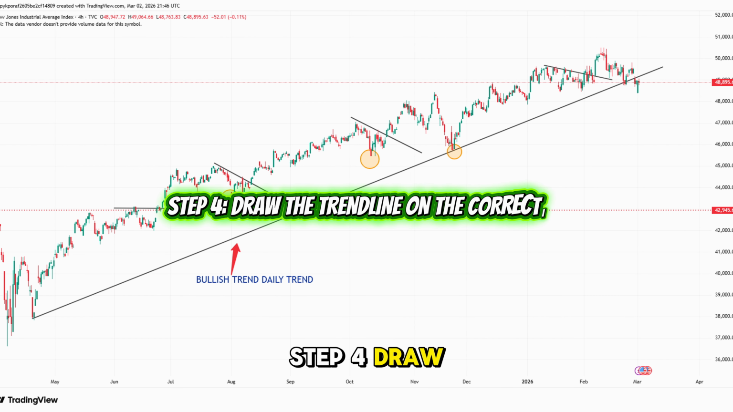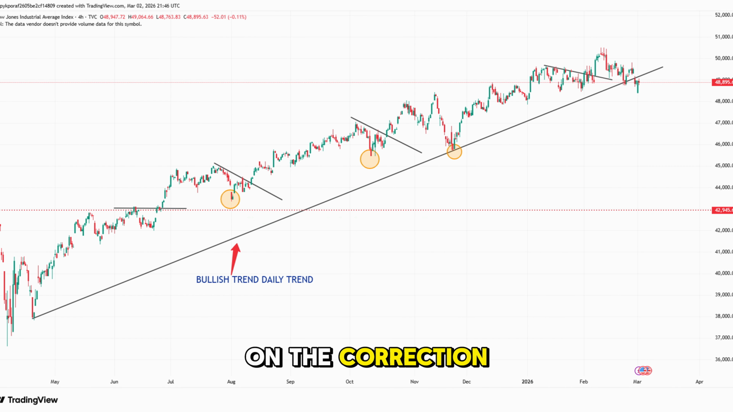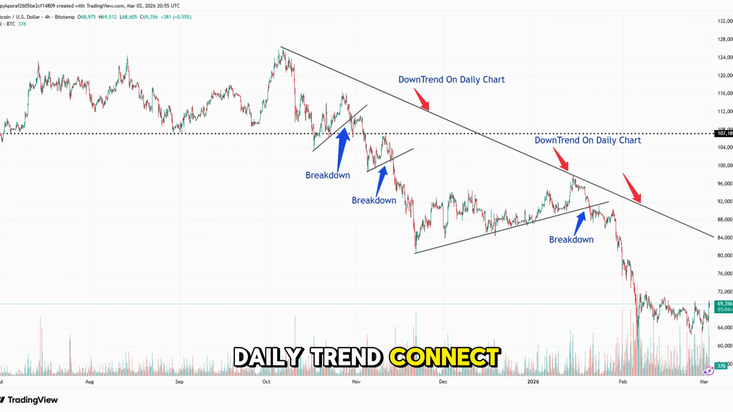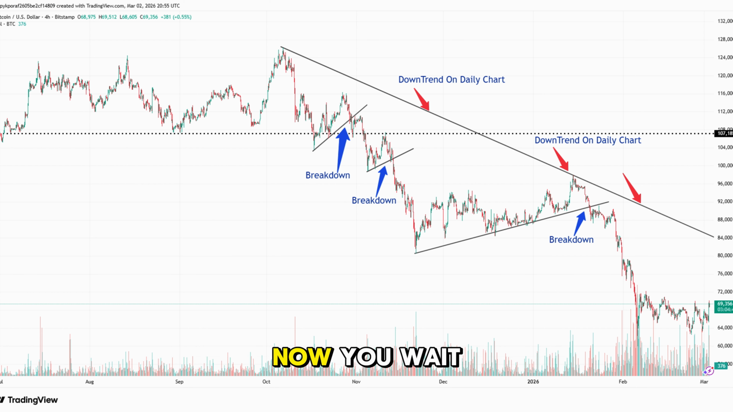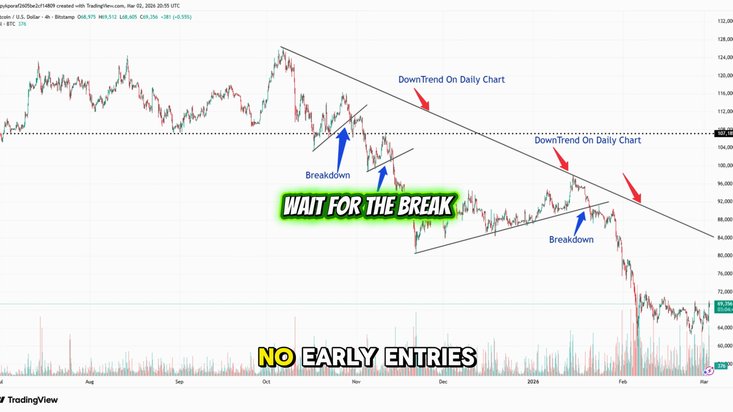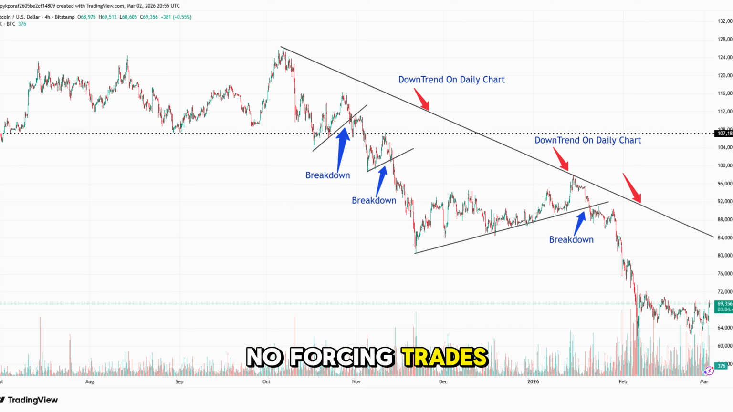Step 4. Draw the trend line on the correction. In a bullish daily trend, connect the lower highs of the correction. In a bearish daily trend, connect the higher lows of the correction. This line represents temporary counter-momentum. Now you wait. No guessing, no early entries, no forcing trades.